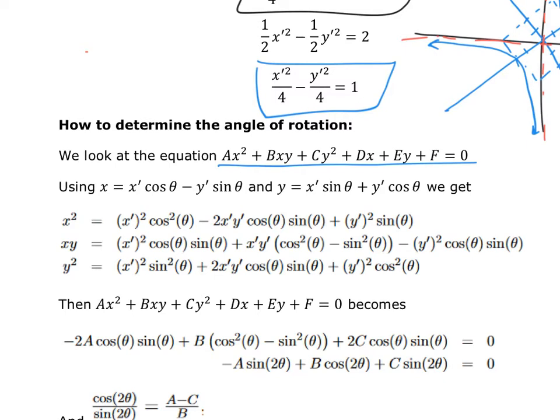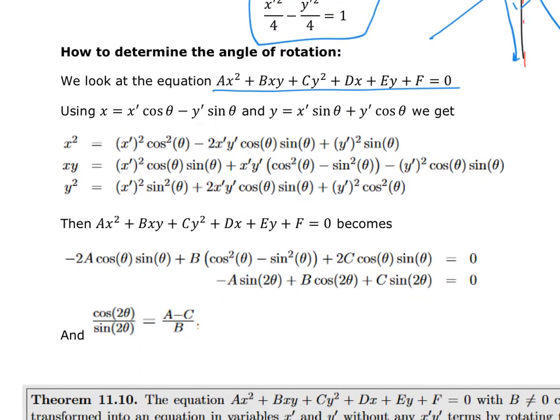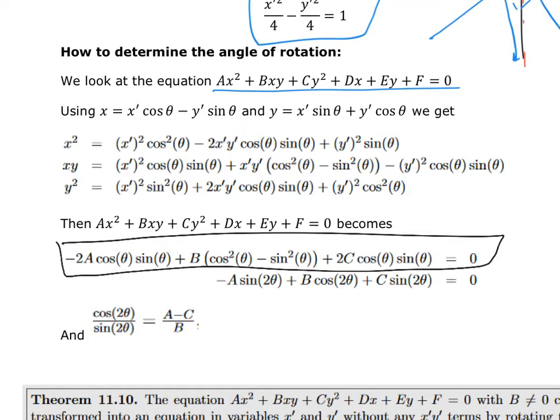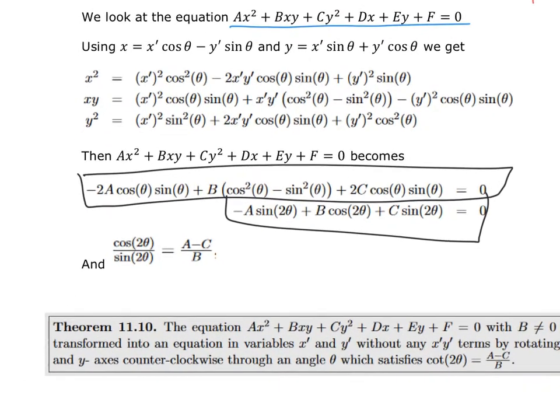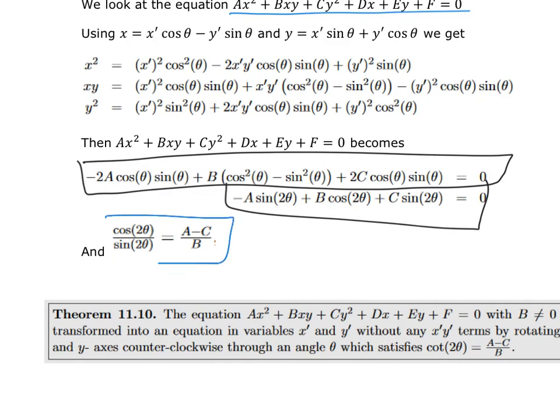So if I start out with x is equal to and y is equal to, and I do these replacements, which I will be doing in a moment, then what I end up with is this lovely equation right here, which simplifies into this. Please don't write all of this down. It's in your book. The important part is this. That's the part that's going to give us our angle of rotation.